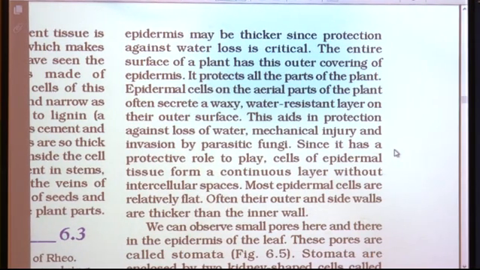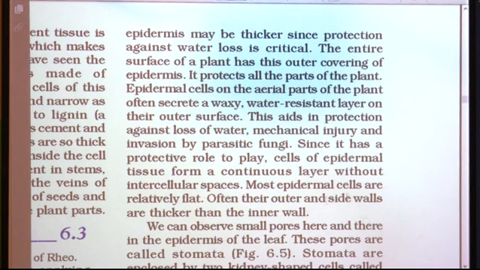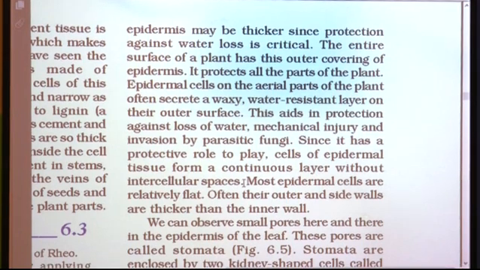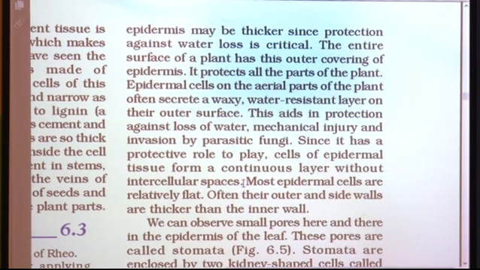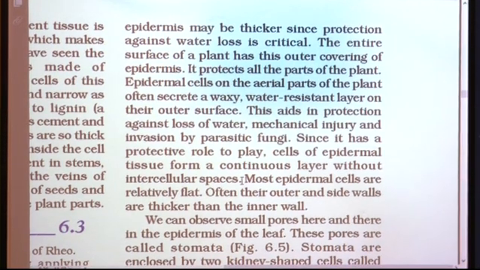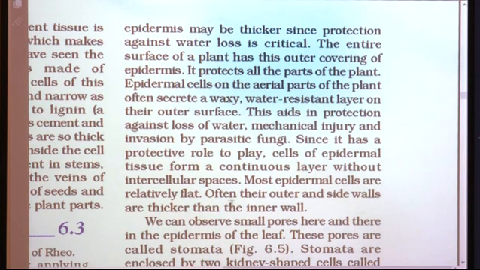Since it has a protective role to play, cells of the epidermal tissue form a continuous layer without intercellular spaces. So epidermal tissue doesn't have any space in between the cells. It forms a continuous layer without any intercellular spaces, meaning there is no space in between the cells.